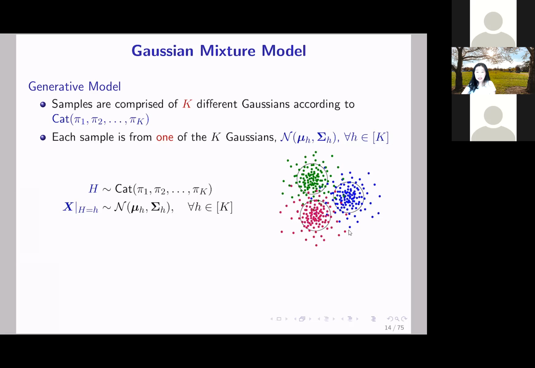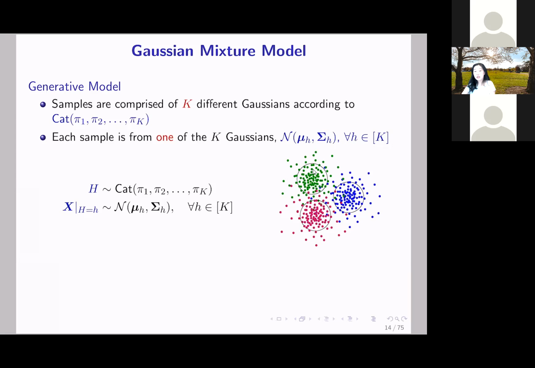So each example is from one of the k Gaussians, and each of them is characterized by its Gaussian distribution, so it's mu_h and sigma_h. So mu_h is the mean of that specific Gaussian subpopulation. So mu_1, sorry, let me just say mu_green.